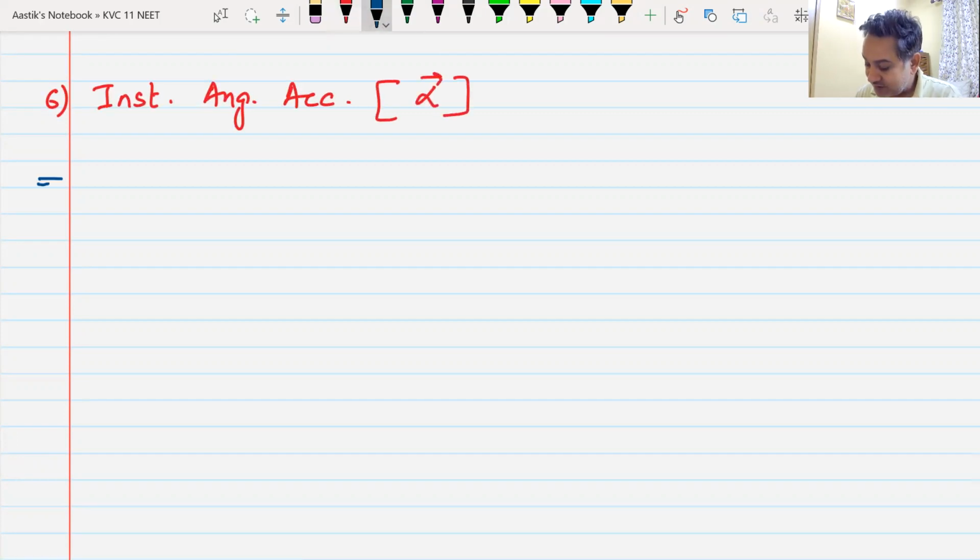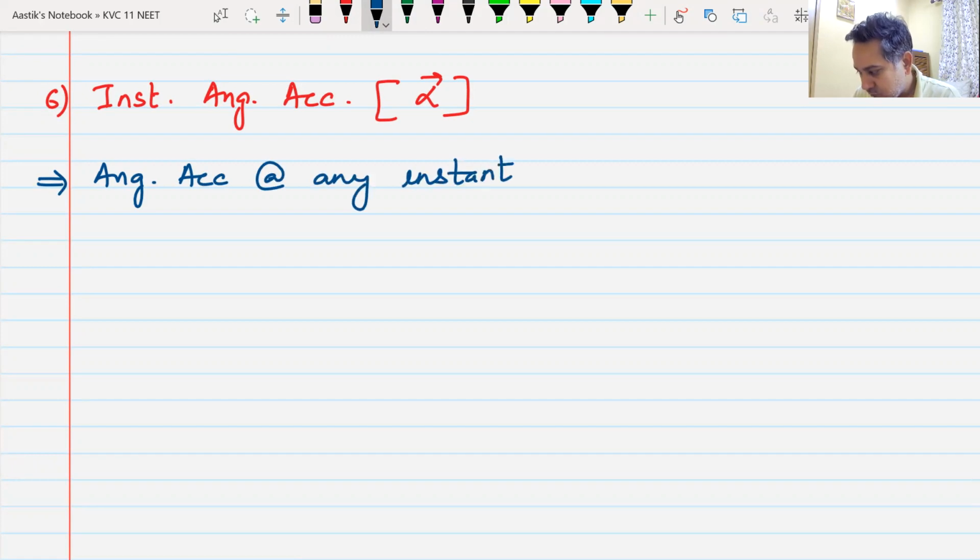What is this instantaneous angular acceleration? This is the angular acceleration at any instant. At any instant, whatever your angular acceleration is, that is known as your instantaneous angular acceleration. Whenever someone talks about your angular acceleration, he is talking about your instantaneous angular acceleration.